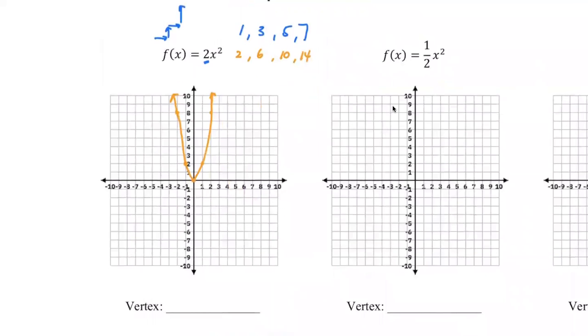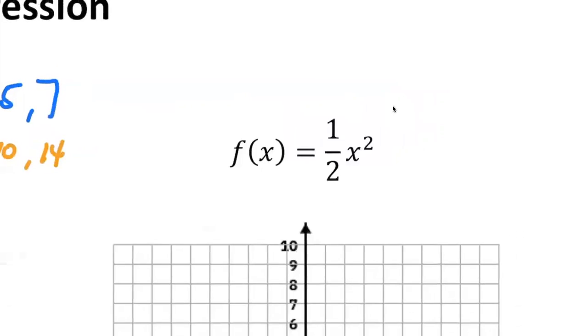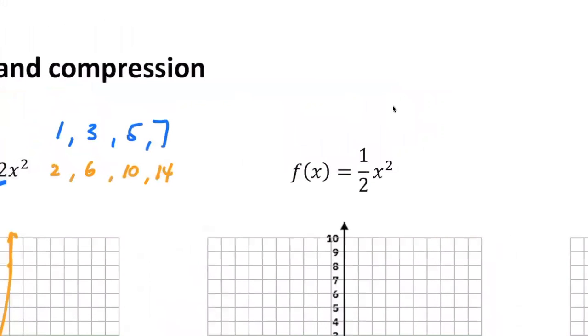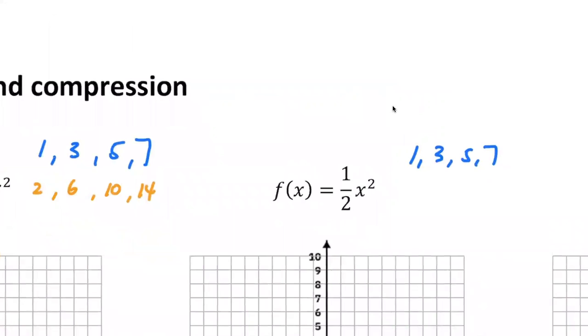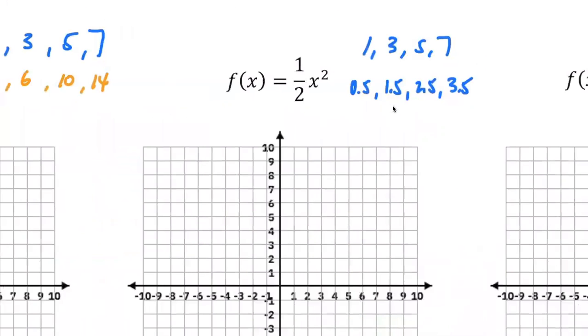Now let's keep going. That's a vertical stretch of 2, but what about if it's a compression? What if the number is less than 1? It's a half. So what do we do? Again, 1, 3, 5, 7, right? That's the original. Now it's a compression, so you're not going as high as 1. But how much? 1 half, 1.5, 2.5, and 3.5. So you just multiply all these numbers by 1 half. So how do we do it?